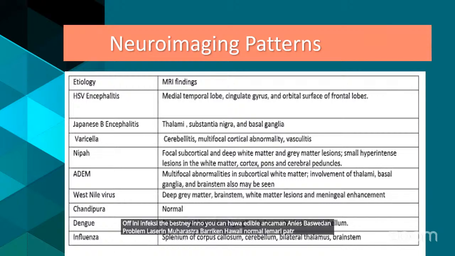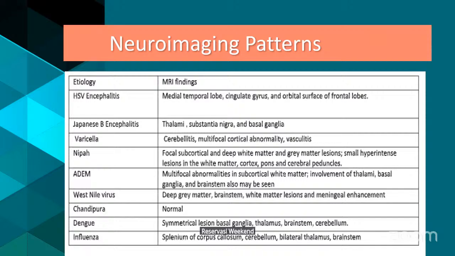Dengue, you can have symmetrical involvement of the basal ganglia and thalamus, something which we refer to as the double donut sign. Influenza can affect the cerebellum as well as the corpus callosum. So basically, by having a discussion with your neuroradiologist, you can have an idea about the pathogen which is involved.